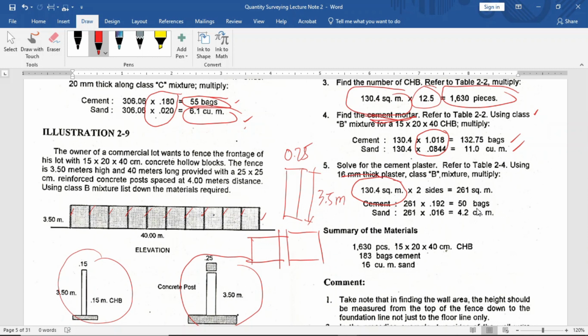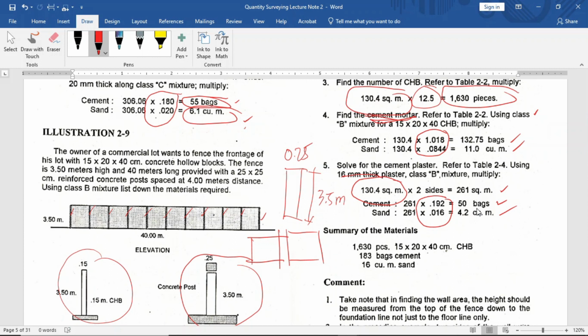So, 130.4 square meters times 2 sides is equal to 261 square meters. So, rounded off na. So, 261 times 0.192, base dito sa table, is equal to 50 bags. And 261 times 0.016 is 4.2 cubic meters.